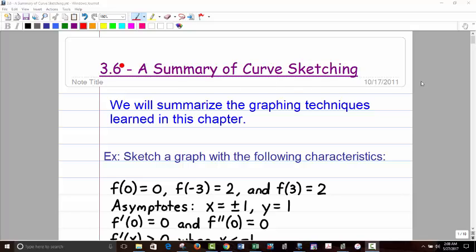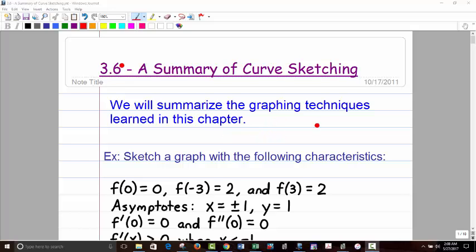But everything else we'll be looking at is taking a function and applying everything to it, like critical numbers, relative min and max, asymptotes, maybe intercepts, and then using the second derivative information, points of inflection, concavity, and all that good stuff. So let's take a look.